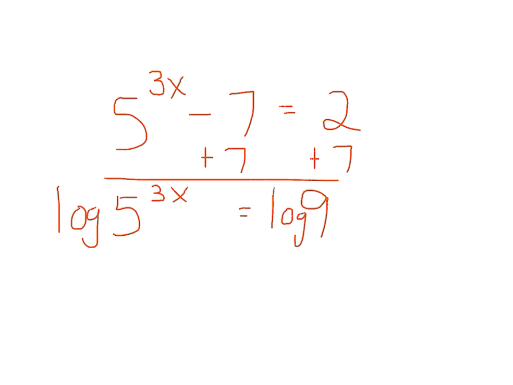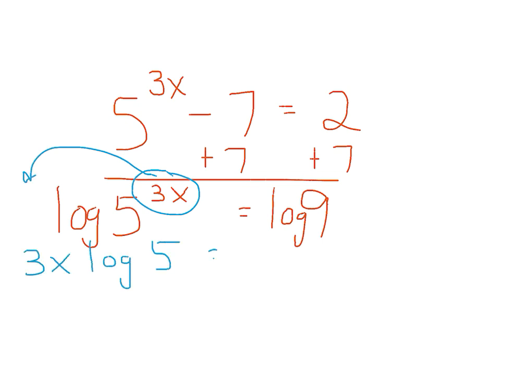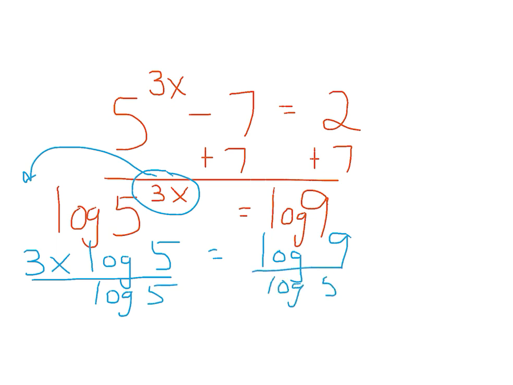If I log both sides, what do I do with the exponent? This moves to the front. So 3x log of 5 equals the log of 9. How do I solve for x? If I divide out the log of 5, I end up with 3x equals the log of 9 divided by the log of 5.